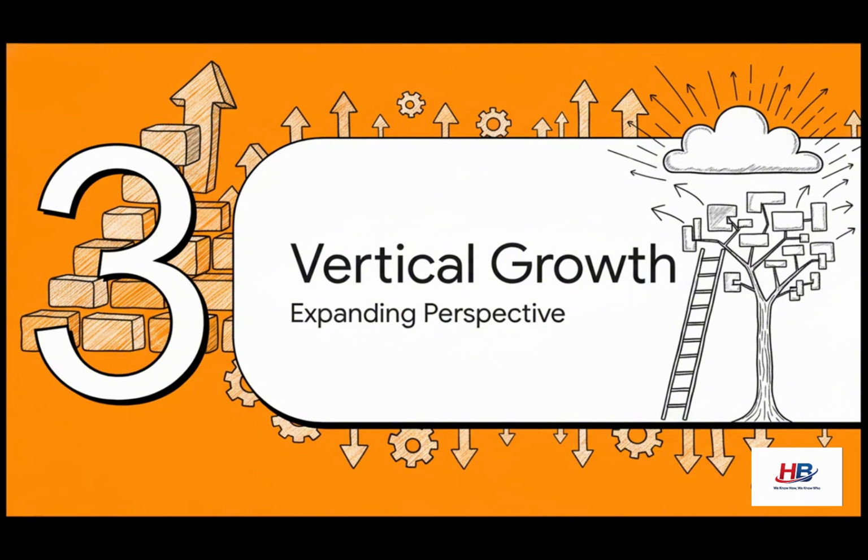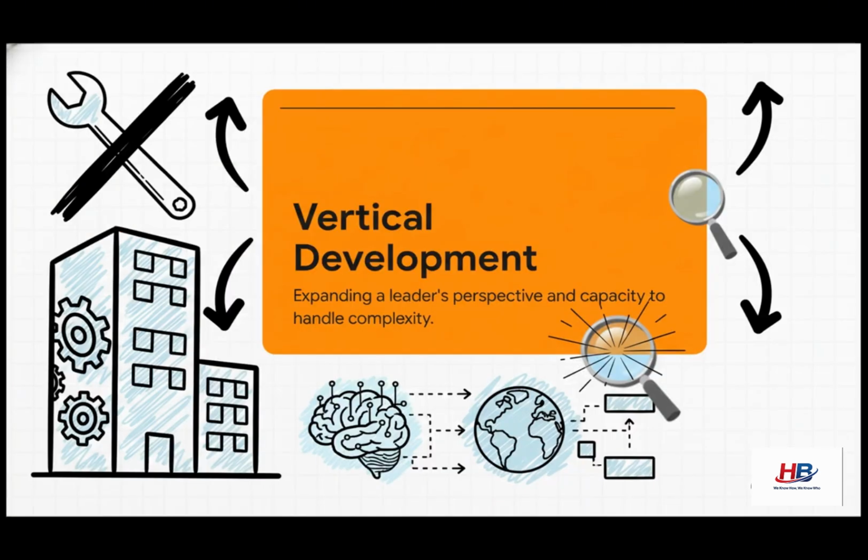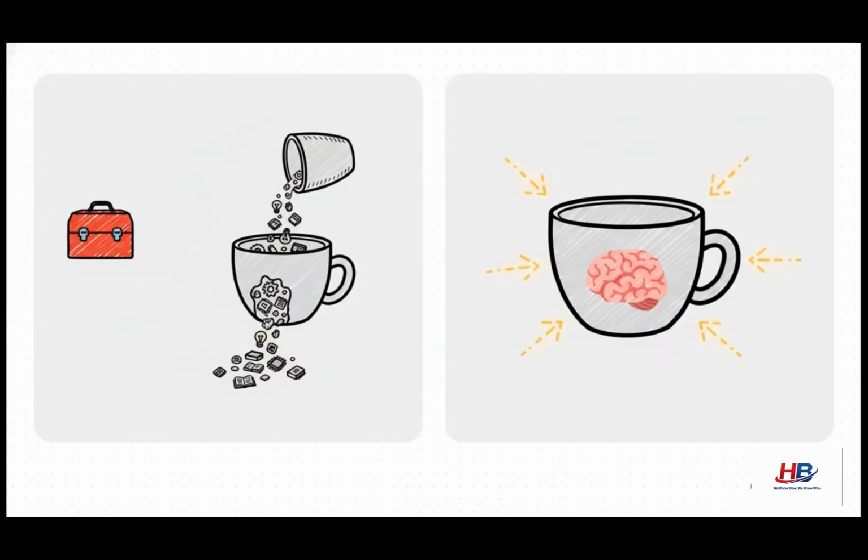Okay, so if horizontal growth is all about adding more tools, what's the missing piece? This, right here, is the game changer. It's called vertical growth. And this is where the real, lasting transformation actually begins. So, vertical development isn't about adding more tools to the toolbox. Nope, it's about building a bigger workshop. It's the process of upgrading your own internal operating system, so to speak. It's about expanding your perspective so you can see the world and all its messy problems in more sophisticated and more nuanced ways.